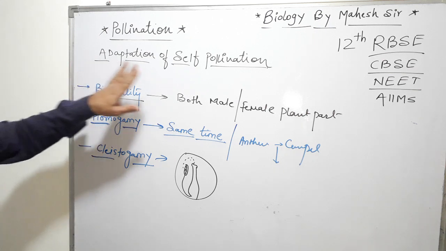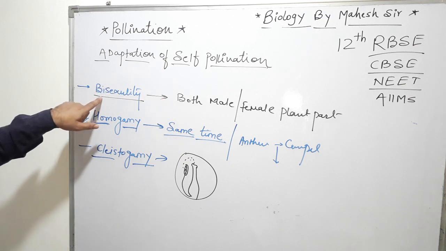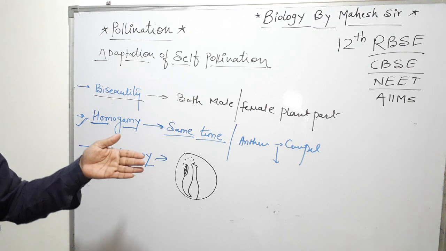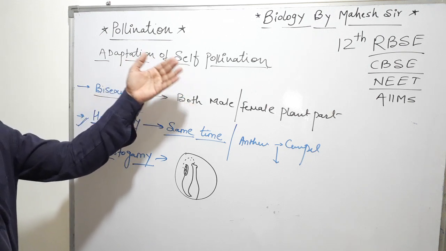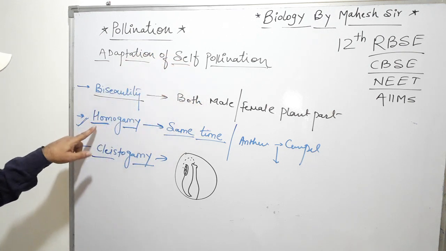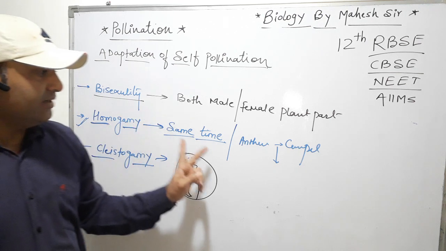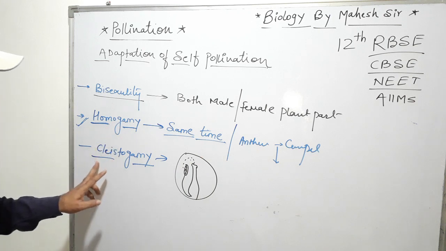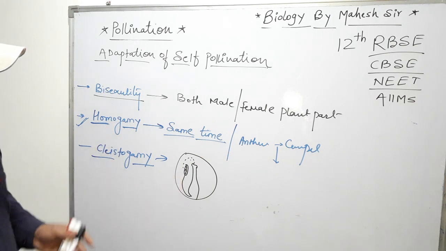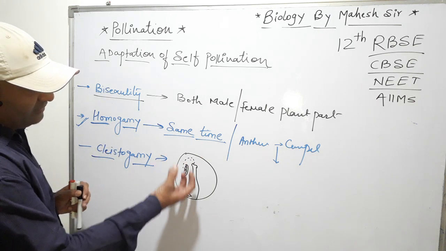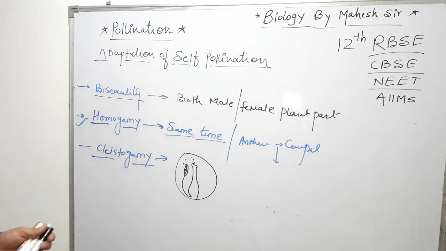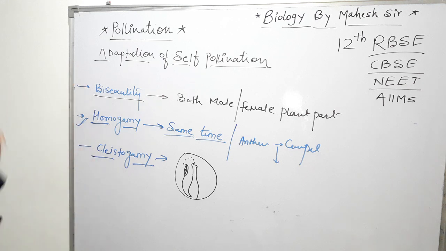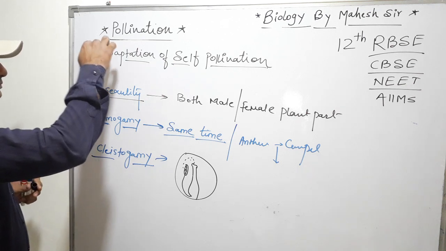So it is an adaptation of self-pollination in which bisexuality means both male and female plant parts are present on the same thallus, so it increases the chance of self-pollination. Homogamy means same type maturation of anther and carpel. And third, cleistogamy means the male part and female part, or we can say the flower, always stay closed at the time of breeding. That time it is called cleistogamy. So these are the adaptations of self-pollination.